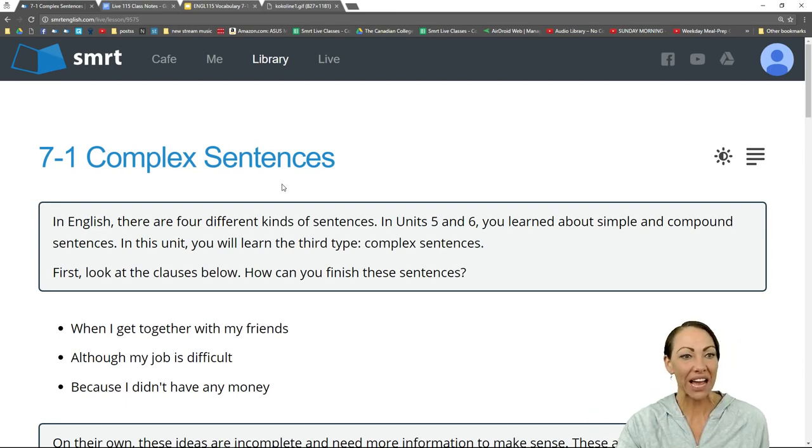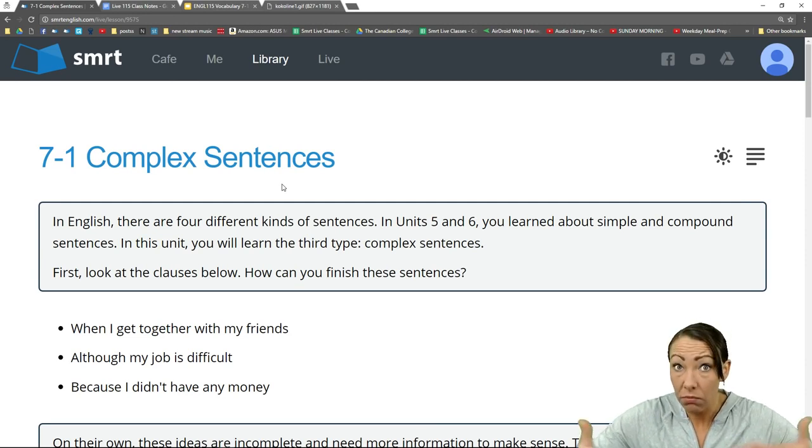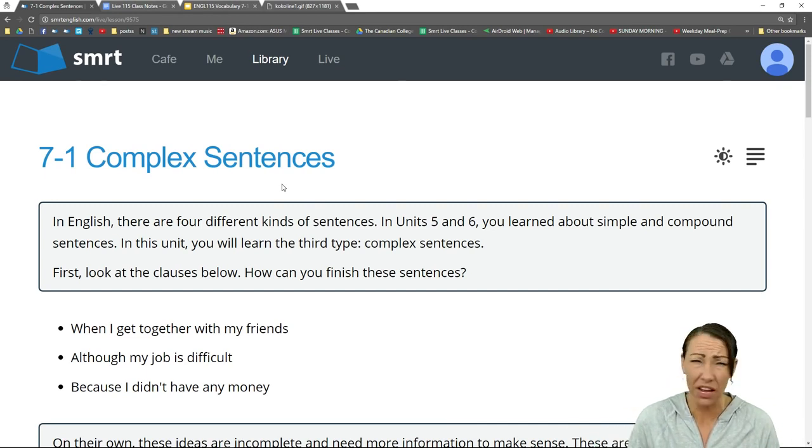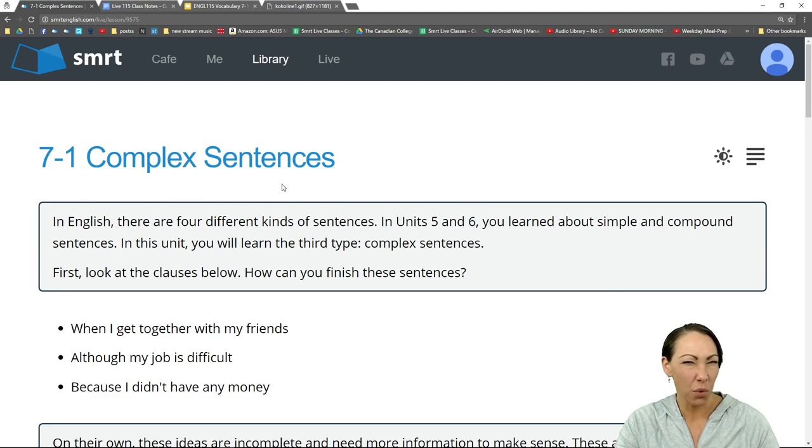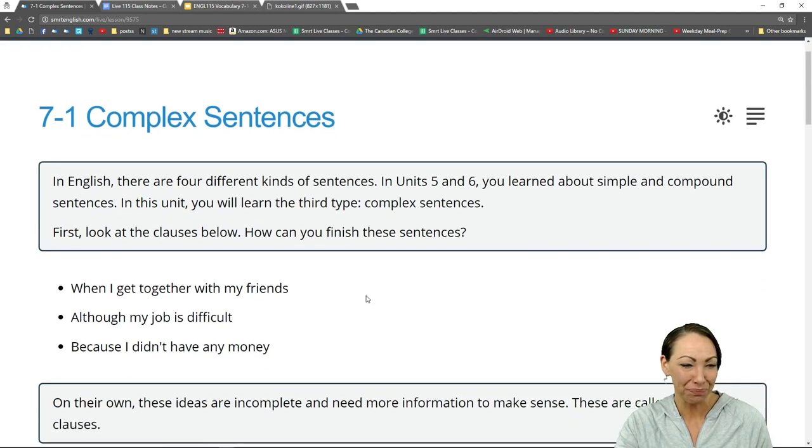So hold on, we'll be looking at how we would complete these sentences in the complex sentence form. Second, although my job is difficult, okay, give me more. I need more information for that to be a complete or total idea. In a like way, because I don't have any money, we need more information. There has to be more information in order for those sentences to make sense, for them once more to be a complete or total idea. Hang on, that's what we're getting to with complex sentences.